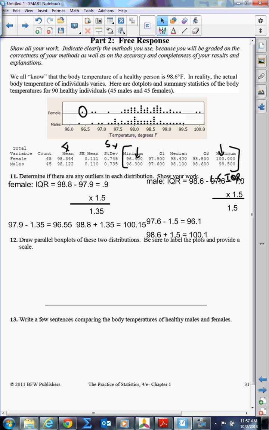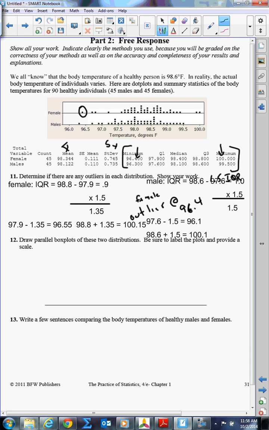96.1. Looks okay. No outliers on the low end. 100.1. Oh, wow, there's nothing over 99.5. So there are no outliers for the males. So you'd want to comment on the one female outlier at 96.4. 96.4. That's better.